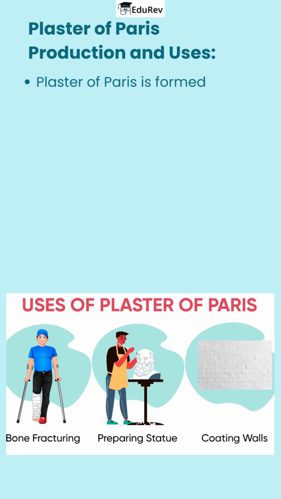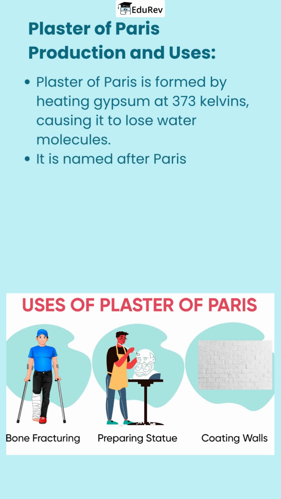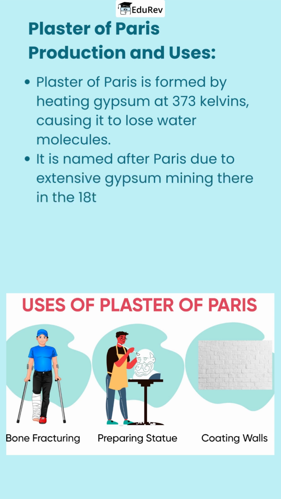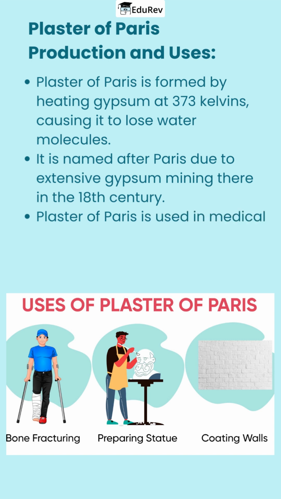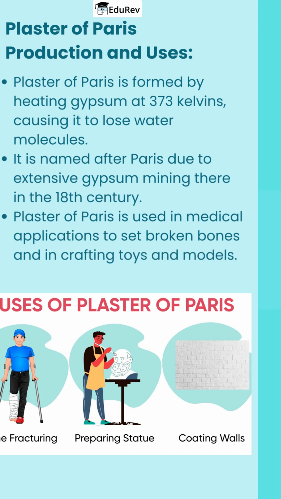Plaster of Paris production and uses. Plaster of Paris is formed by heating gypsum at 373 kelvins, causing it to lose water molecules. It is named after Paris due to extensive gypsum mining there in the 18th century. Plaster of Paris is used in medical applications to set broken bones and in crafting toys and models.